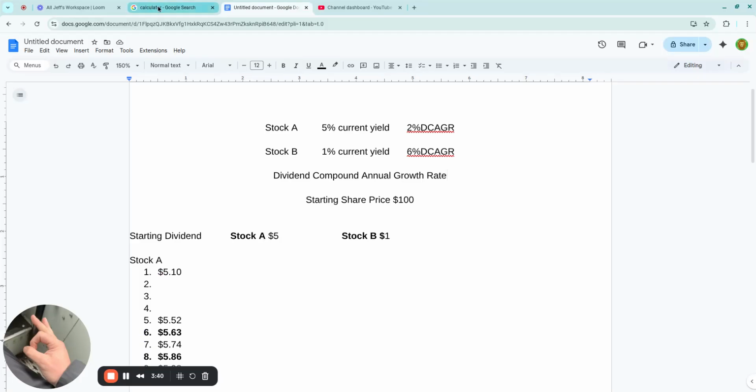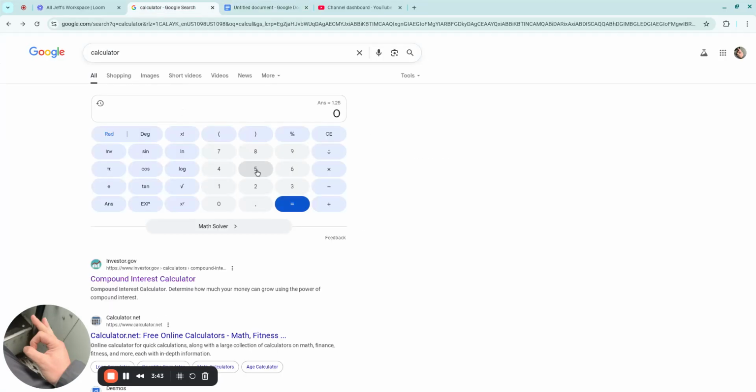Now, how do I know it's going to pay the next year? So we take the $5 times 1.02. There's your 2% growth for that year. Boom, $5.10. So after 1 year, now you got your 2% increase. Now you're at $5.10 per share per year moving forward.